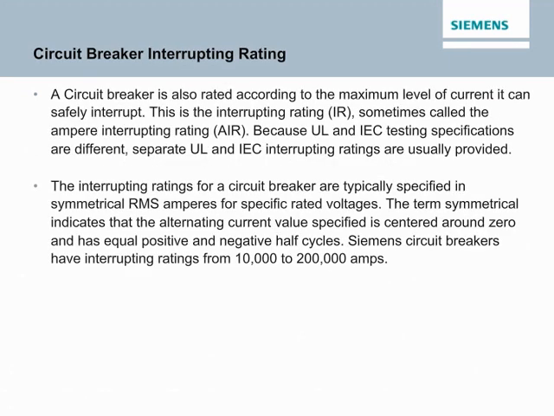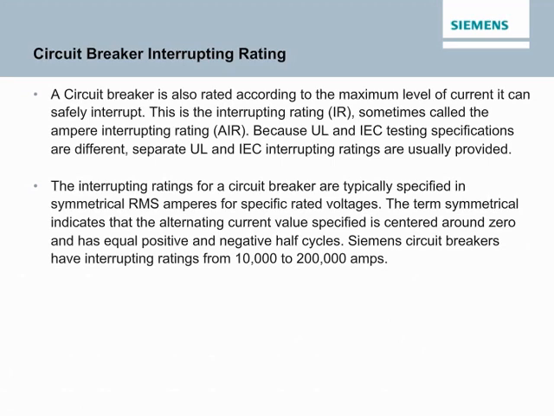A circuit breaker is also rated according to the maximum level of current it can safely interrupt. This is the interrupting rating, IR, sometimes called the ampere interrupting rating, AIR. Because UL and IEC testing specifications are different, separate UL and IEC interrupting ratings are usually provided. When designing an electrical power distribution system, a main circuit breaker must be selected that can interrupt the largest potential fault current that can occur in the selected application.